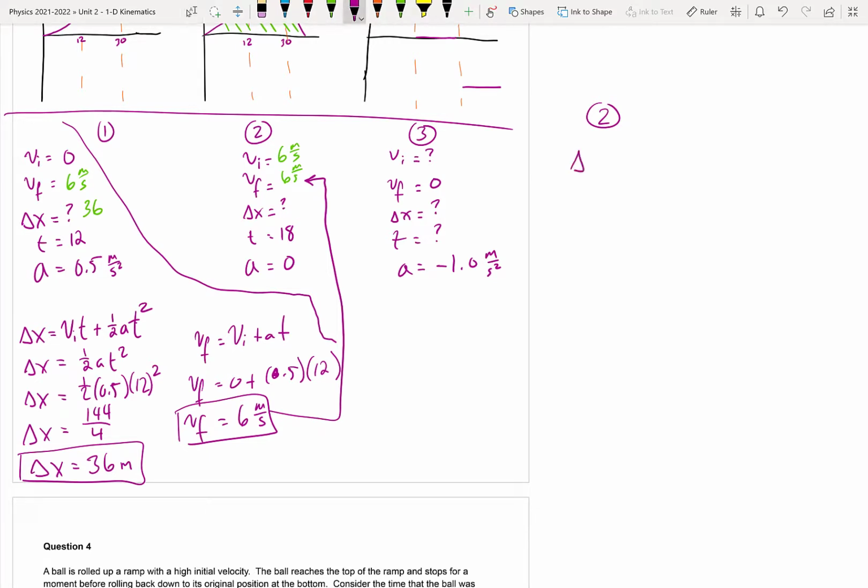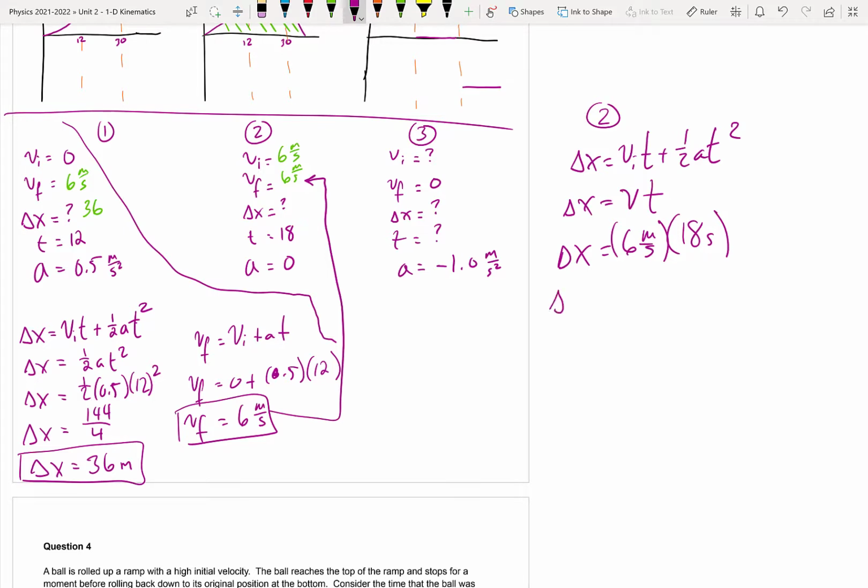I'll just go with equation number 2 again. This is super useful. And we can point out that our acceleration is 0 here, so our equation just becomes v. Initial and final are the same. Velocity times time will give me my displacement when I'm moving at a constant speed. So let's go ahead and put in our velocity there of 6 meters per second, and our time is 18 seconds. Okay, that's 60 plus 48 is 108 meters.